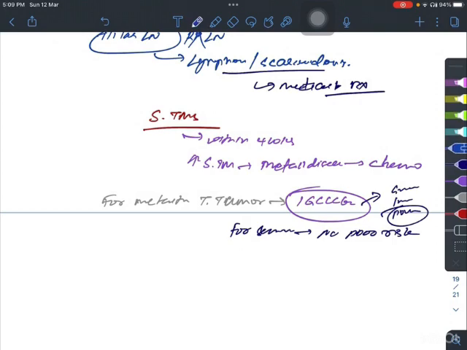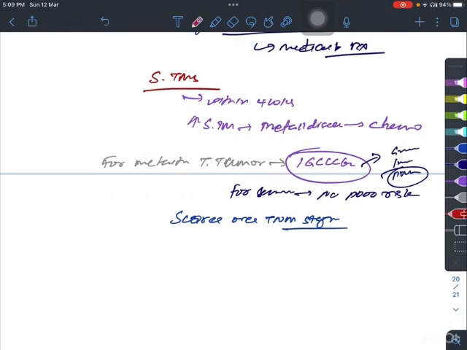This system scores over TNM staging for metastatic testicular tumor, because the TNM staging does not consider the differences in prognosis between seminoma and non-seminomatous germ cell tumor with non-pulmonary visceral metastasis. So, this classification is used.